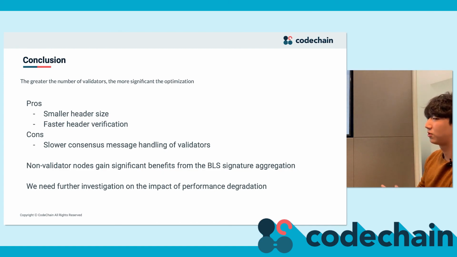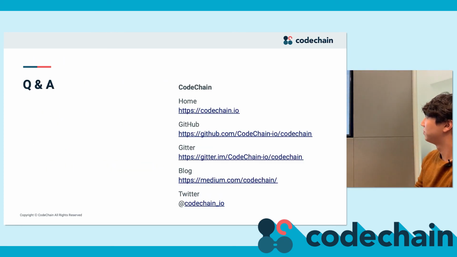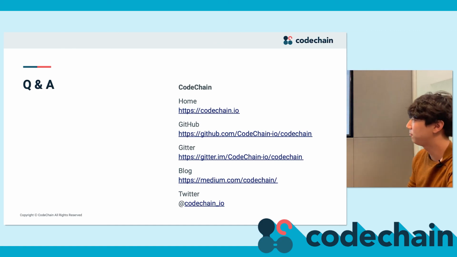To adopt BLS signature aggregation, we need further investigation on the impact of performance degradation, and we will continue investigating this. If you have any questions, please ask us, CodeChain, through GitHub or email.